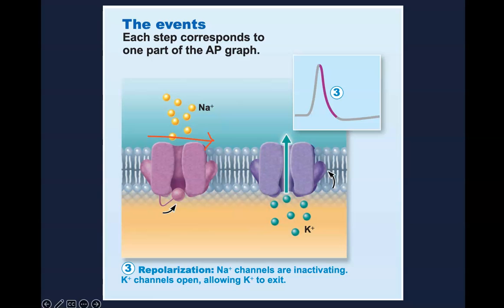Why is it that we are going to render this channel inactivated once we've again caused a depolarizing effect across the membrane here? The reason is, if you think about it, it makes sense. We want to propagate this action potential this way. We don't want it going back this way. As we're bringing in sodium and it's rushing in here, it's triggering these neighboring sodium channels again to bring in more sodium.